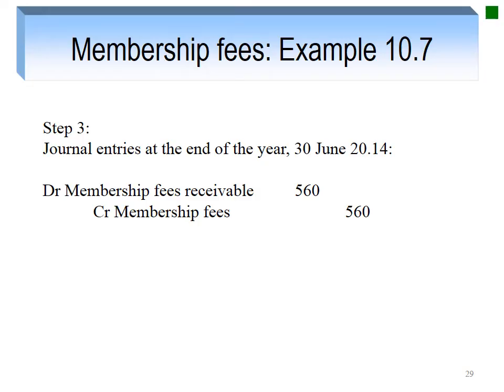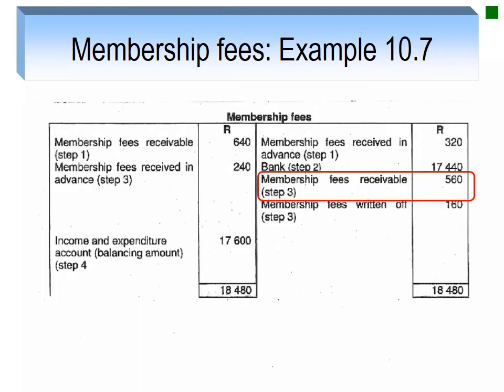The journal entry for that is we're going to raise a debtor, membership fees receivable, 560, and we're going to credit income, membership fees, 560. This is what the membership fees account looks like then. So these membership fees have not yet been paid, but they are part of this year's income. And remember, we're working on the accrual basis. We've got to accrue for income even if we haven't received the money.